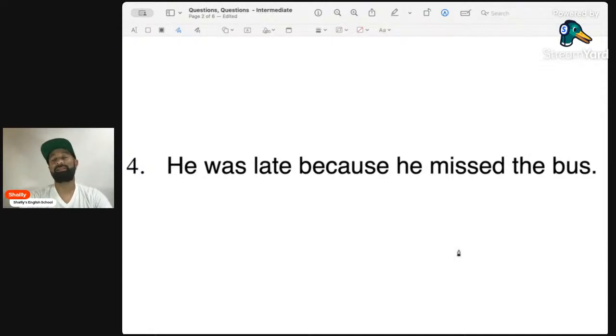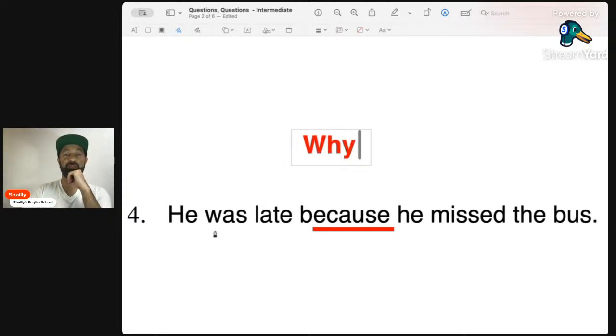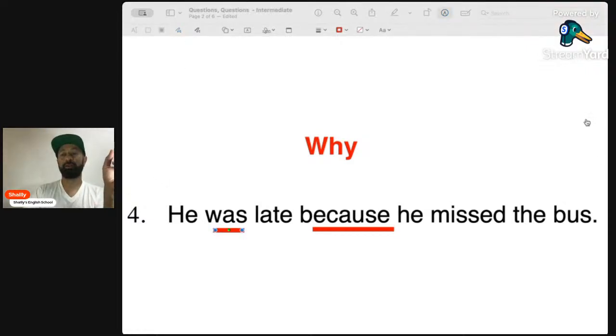He was late because he missed the bus. Now here, we've got this key word. The key word here is going to be because. Whenever you see the word because, we know that we're answering a why question. So my question is going to start with why. And you notice we've got the be verb here, so we need to have that be verb pattern.